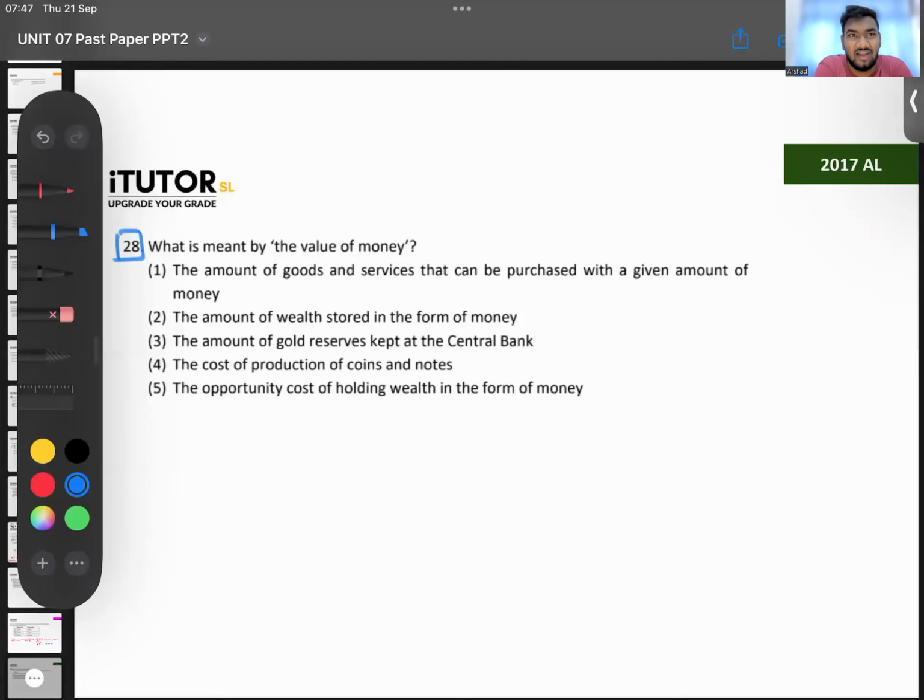So what does that mean? What does value of money mean? Value of money, guys, or in other words, this is the purchasing power of money. With that amount of money, how much of goods and services you can buy. That is what you call the value of money.